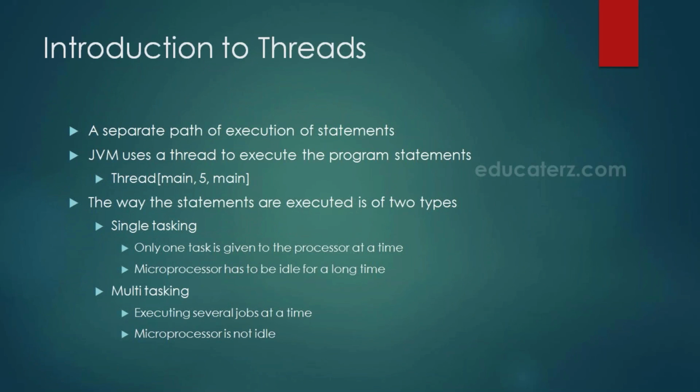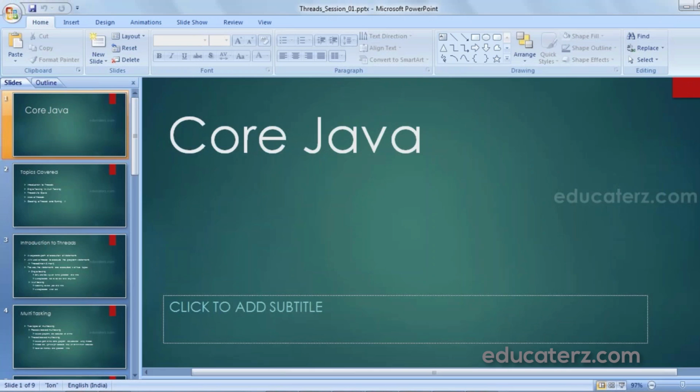In a Java program, if you write a group of statements, then these statements are executed by the JVM one by one. So this execution is called a thread, because the JVM uses a thread to execute these statements. This means that in every Java program, there is always a thread running internally. This thread is used by the JVM to execute the program statements. Now let's see what this thread is.